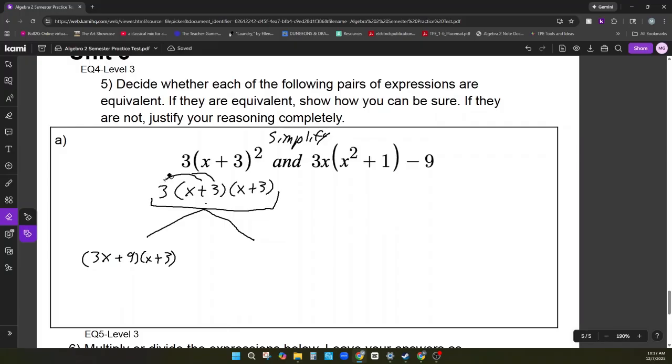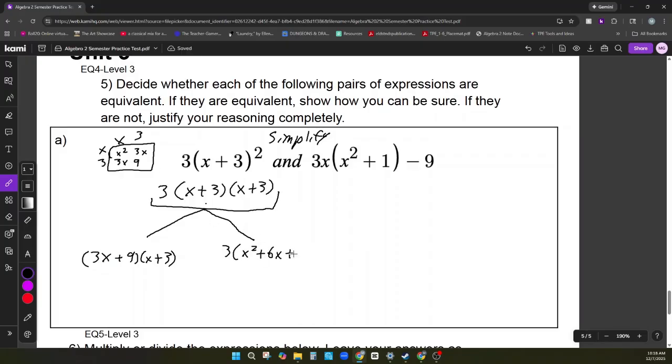The second method I could do is actually multiplying out my two parentheses here first. If I do some side work, that's going to be x and 3, x and 3. Gives me x squared, 3x, 3x, and 9. And that would give me 3 times x squared plus 3x plus 3x gives me 6x plus 9. And as I continue down both these rows, I should get the same answer.